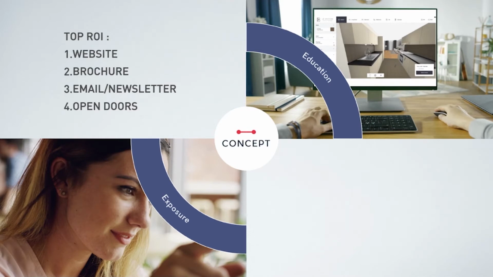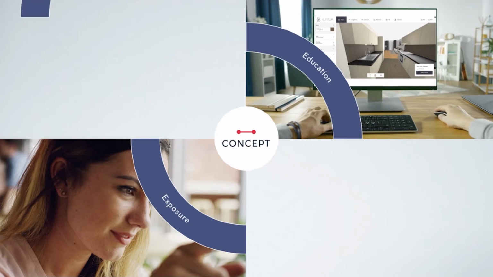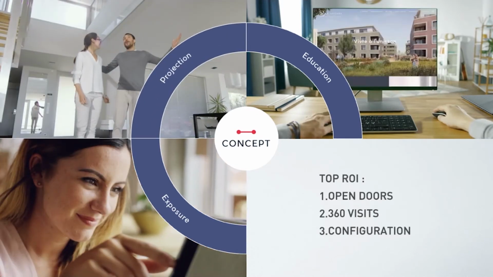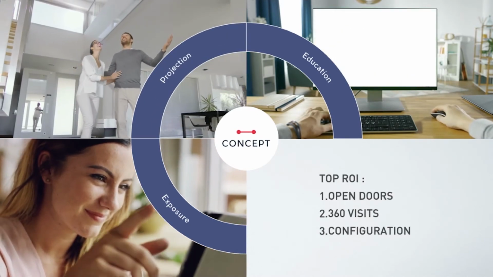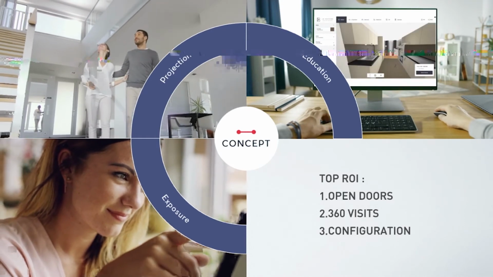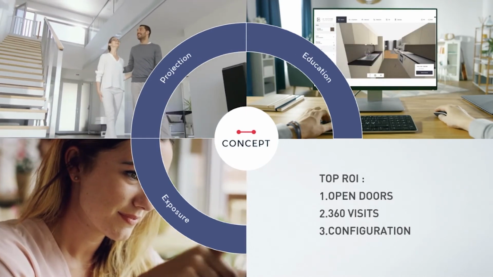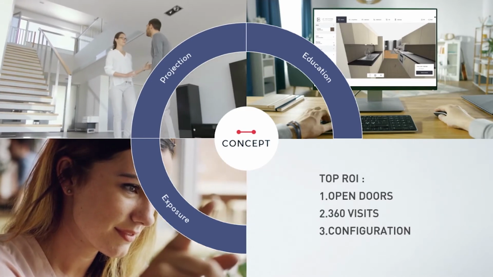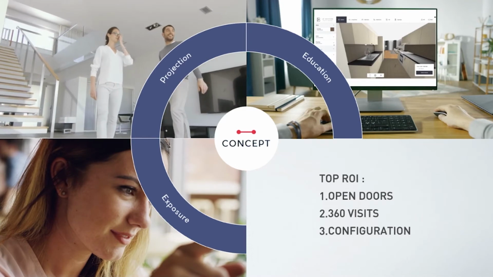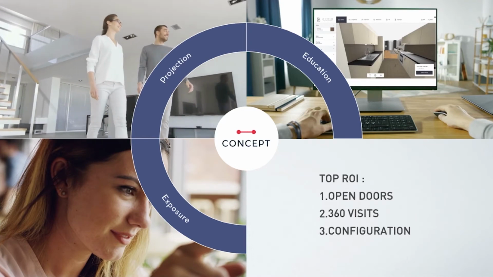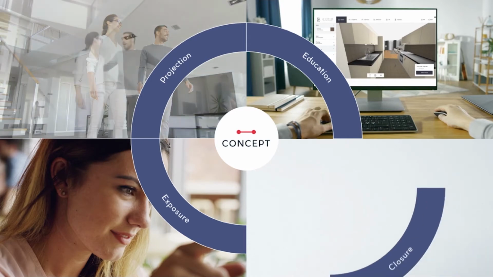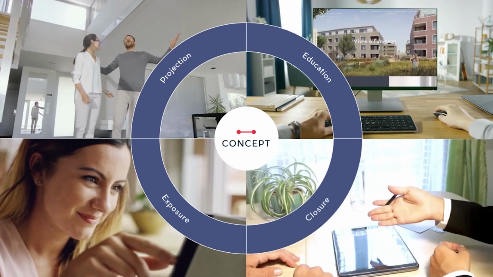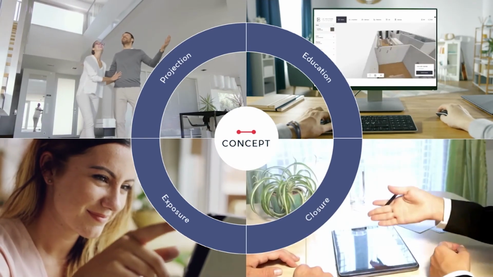The third objective will be how to best assist your audience to project themselves. And in terms of projection, the best return on investment will be the open doors, the 360 visits that we see a lot lately, and the configuration. How can you help your audience design their future home, their future office, in order to personalize it and already project themselves into the kind of space. And the last objective will be the objective of closure. How can you close a sale? How can you close a project, the presentation, or investment?